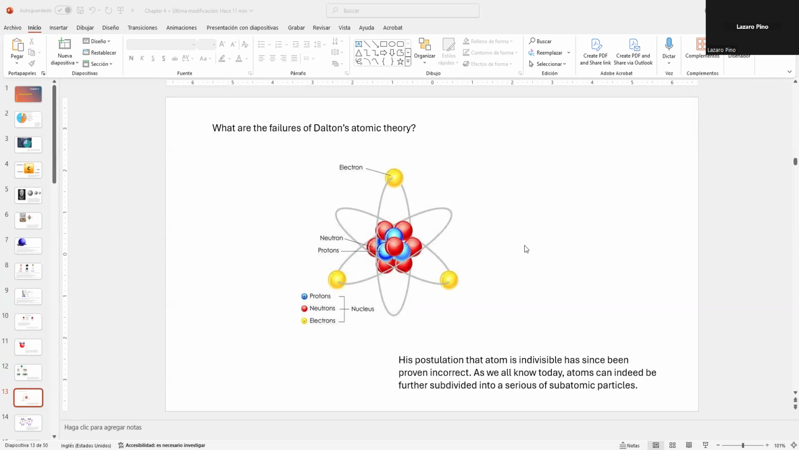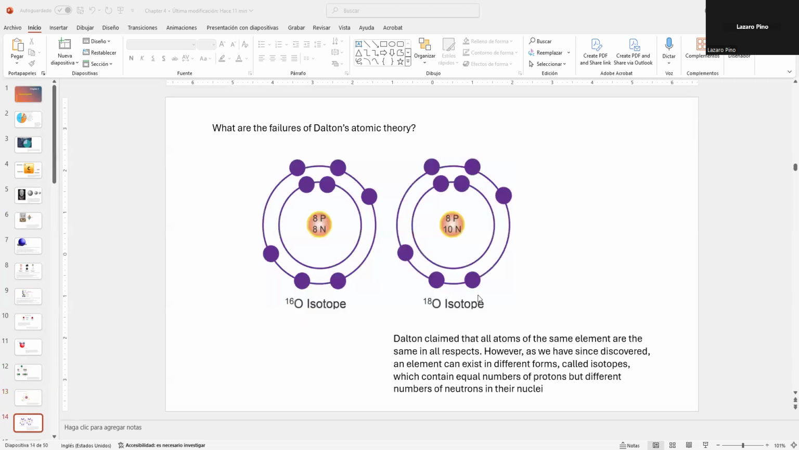His postulate that the atom is indivisible has since been proven incorrect, because nowadays we know that an atom has different particles inside of it. He also spoke about all the atoms of an element being the same. However, we have discovered that an element can exist in different forms. That's what we call isotopes.